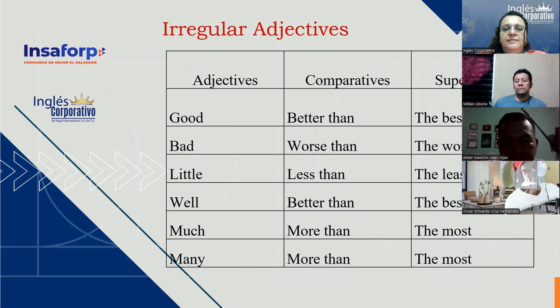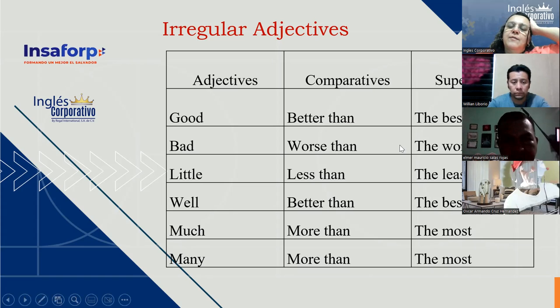Many, more than, the most. If you notice, much and many are exactly the same. Also, with good and well, exactly the same. And remember that much is non-countable and many is countable. But when you are making the comparatives and the superlatives, it's exactly the same.